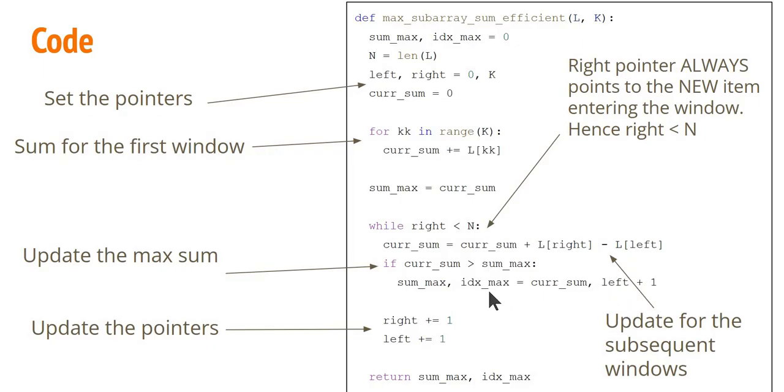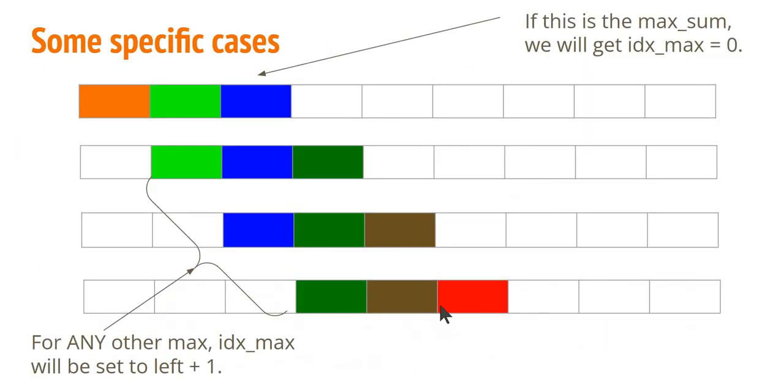You notice I'm setting index max to left plus 1 because, like I said, left is the item that is leaving. The window itself starts from left plus 1. And that's what I'm trying to say here: when I compute for this guy, left is 0, so I'll return left plus 1. When I compute for this guy, left is 1, I'll return 2 because 0, 1, 2, that is where the window is starting.